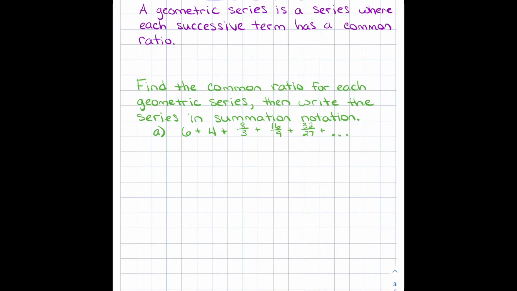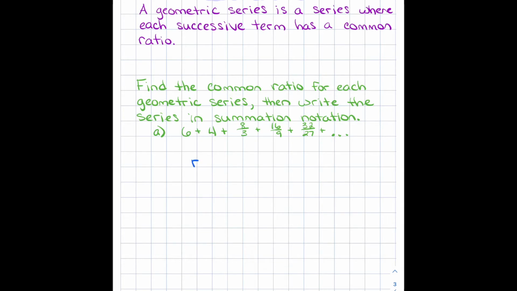Now, here we've got: find the common ratio for each geometric series, then write the series in summation notation. So let's just take a look at this for a moment. For some of you, you can probably look at that and say, oh yeah, I see the pattern. I can see what's being multiplied each time. But it's not always obvious. So if I'm telling you that this is for certain a geometric series, then there must be some common ratio. There's something we're multiplying each term by to find each term.